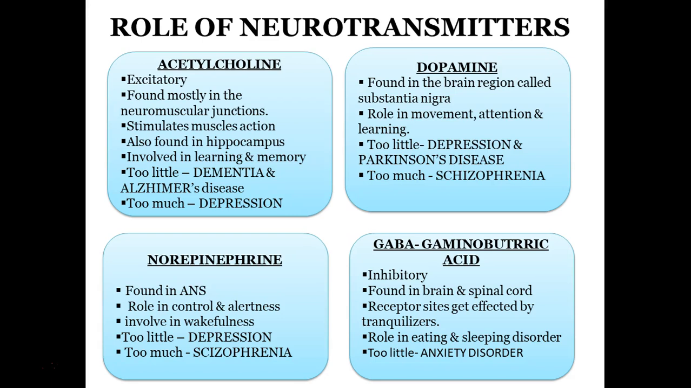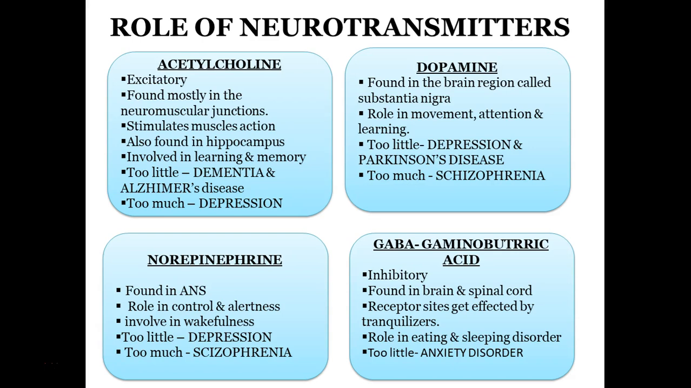Next we'll discuss the roles of various neurotransmitters. The first one is acetylcholine. Acetylcholine is excitatory in nature. That means it gives an activating signal for other neurons. It is found mostly in the neuromuscular junction, stimulates muscle actions, and is also found in the hippocampus. Hippocampus, we will discuss it further. Basically, it is a part of your brain which is involved in learning and memory. So, acetylcholine also has a role in learning and memory. When its amount is too little, it is related to diseases called dementia and Alzheimer's. And when the amount of acetylcholine rises, it gives chances to depression.